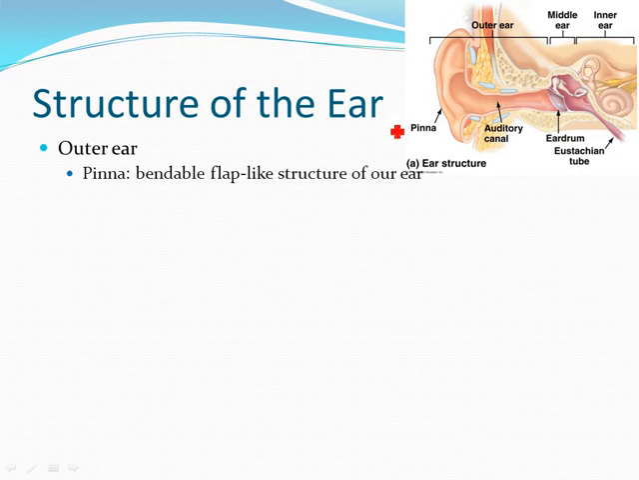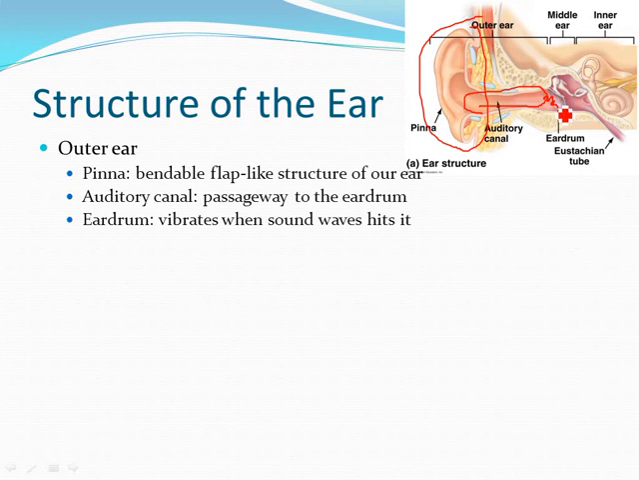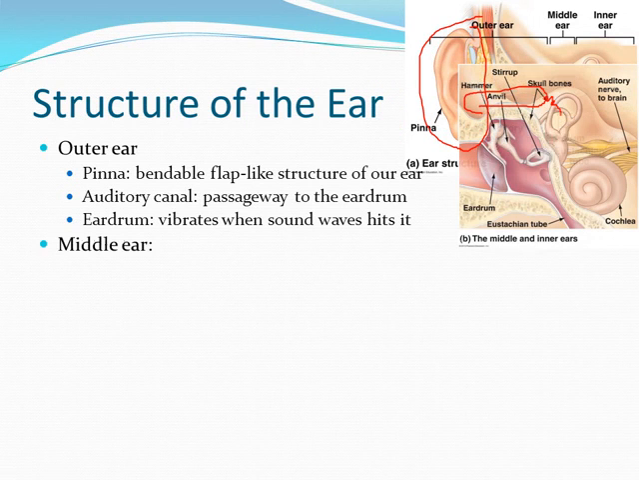Okay, so structures of the ear, we have different structures. We have the pinna, which is just the flappy portion of our ear. I should have put a Dumbo picture, I forgot. But anyways, we have the auditory canal. It's just the passageway to our eardrum. The eardrum is the thing that actually vibrates when sound waves get to it. And so that's all part of our outer ear.